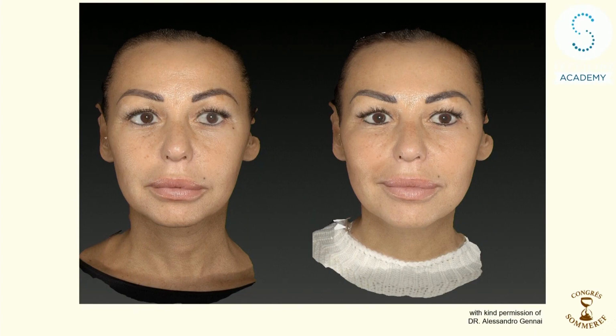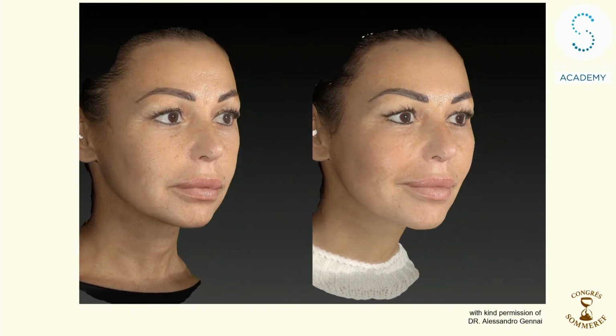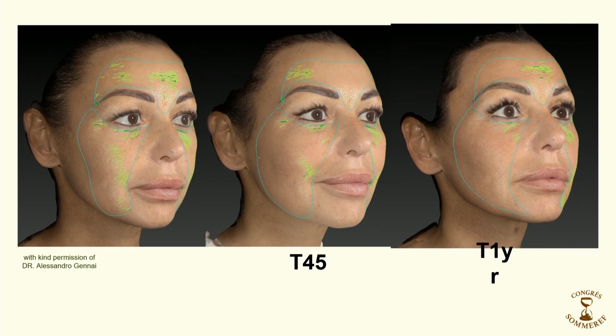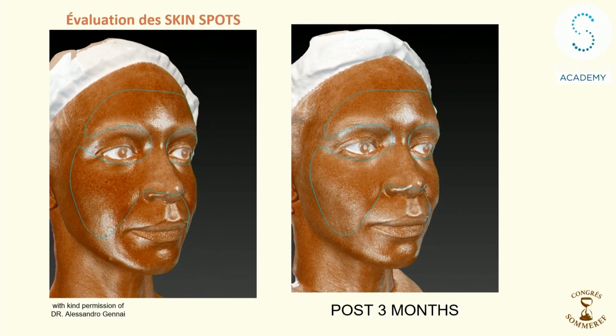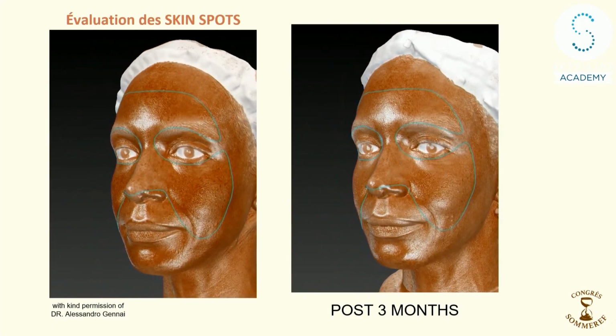As you can see in this picture, before and after. In the picture you can see the baseline at time 0, after treatment at 45 days, and 1 year after. The results are stable for 1 year. In this picture and this video, you can also see the improvement of the marks. As you can see with the image acquired with the Vectra system, the decrease of hyperpigmentation after 3 months of treatment.